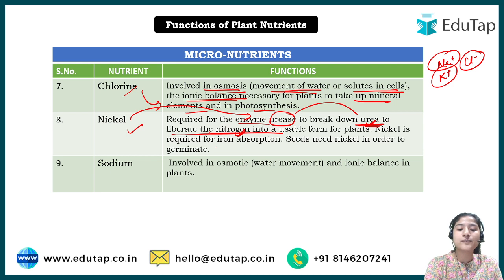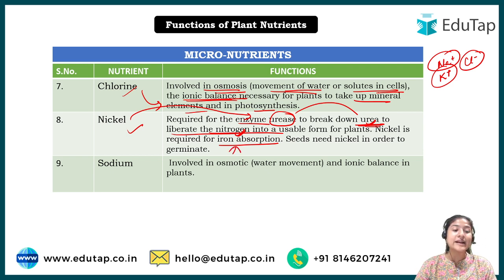And it is also important for iron absorption. See, nitrogen and sulfur are important in the formation of chlorophyll, but it needs the help of iron. Here we are looking at how nickel helps in the absorption of iron. Everything is interconnected, and that is why each of these metals is essential for plants to grow, because they help the plant in one way or another. They help elements to perform their function, right? So here it helps in the absorption of iron, and seeds also need nickel in order to germinate.